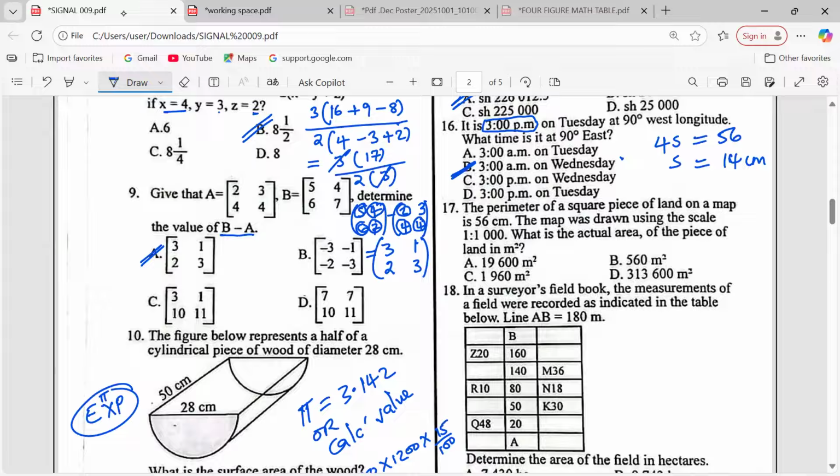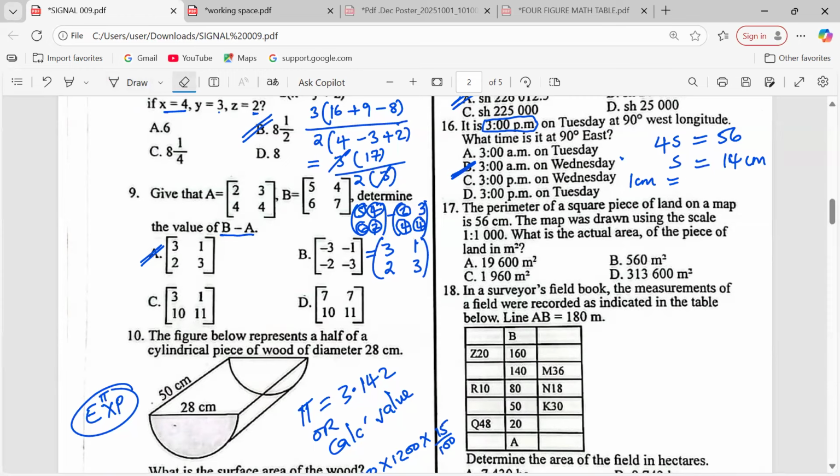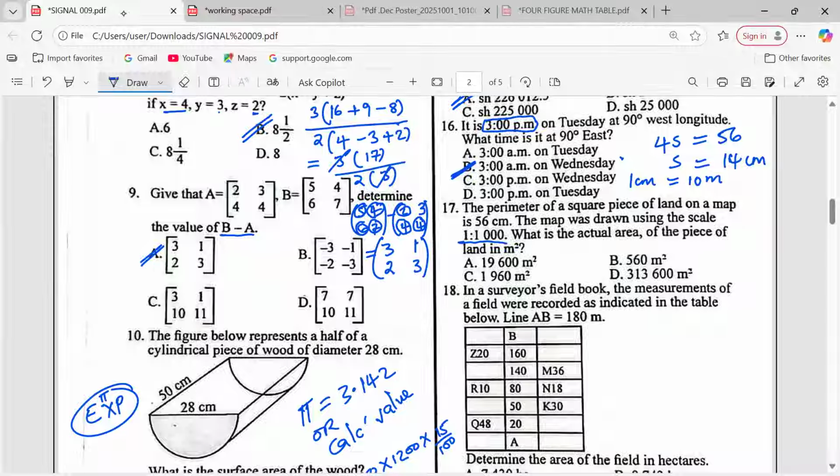That now means 1 centimeter, look at this, 1 centimeter on paper is representing 1,000 centimeters, which can be converted to 10 meters. It represents 10 meters on the ground from this scale. You know, 1:1,000 means 1 centimeter for 1,000 centimeters on ground. So the 1,000 centimeters on ground can be made 10 meters.